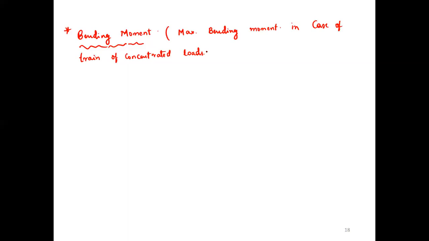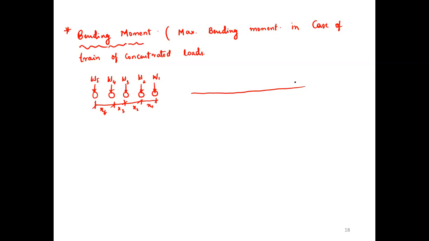Train of concentrated load. I will consider one example to explain this. I am considering five point loads, W1, W2, W3, W4, W5. The spacing may be X1, X2, X3, X4. They will give like 10, 20, 30, 40, 50 or 200, 400, whatever the loading, and 2 meter, 3 meter, 4 meter, 5 meter spacing like that. And here I will draw one beam, whatever the span. So this is the total length L.